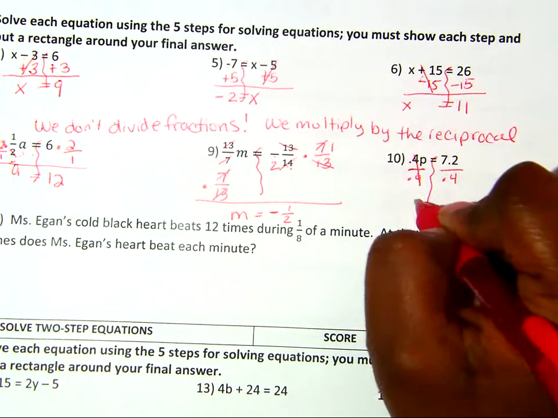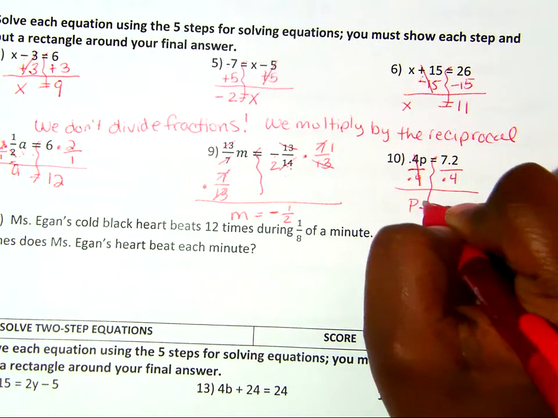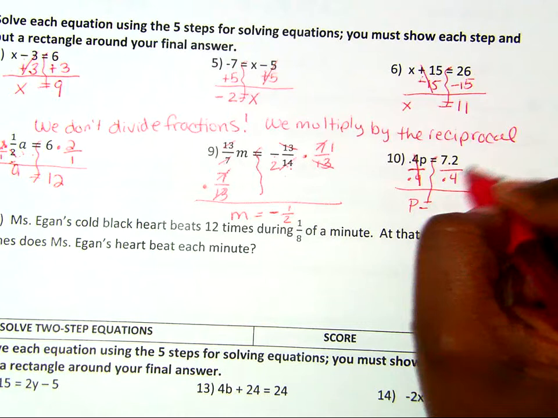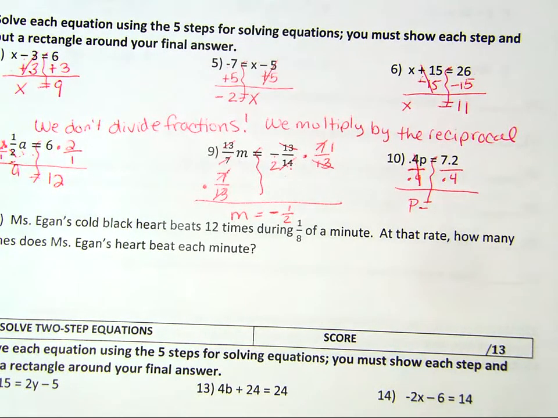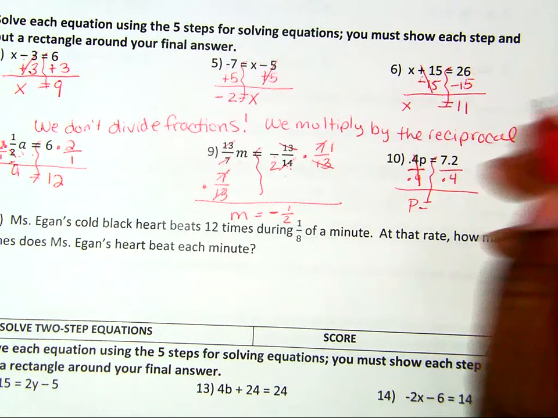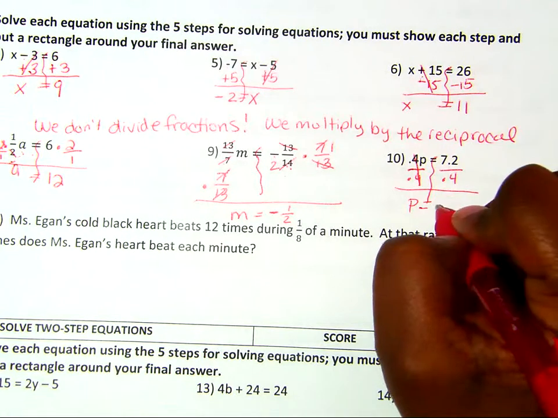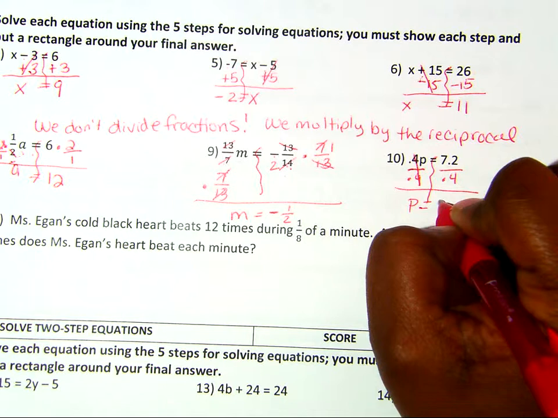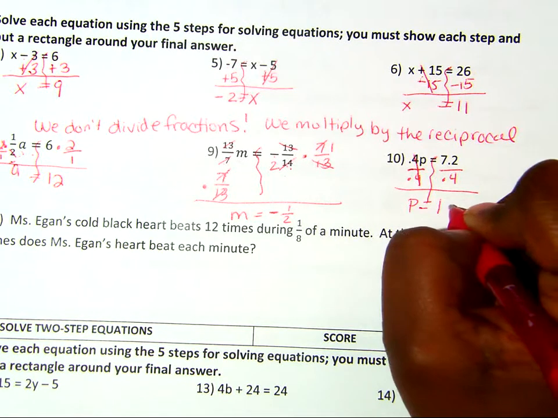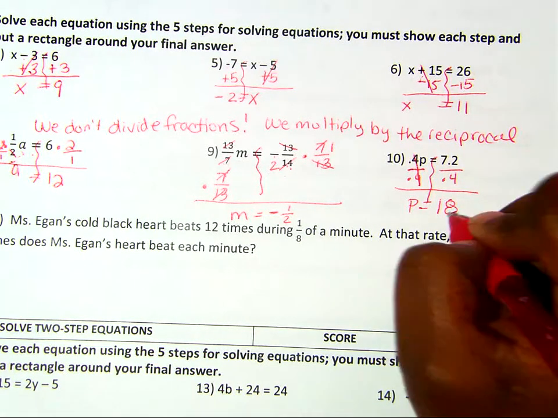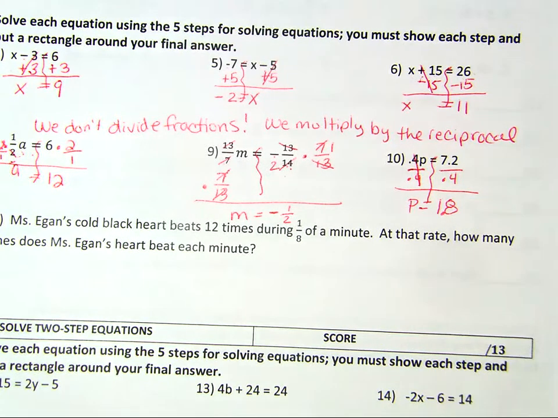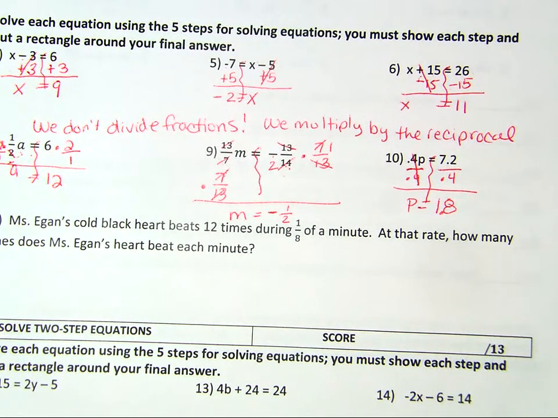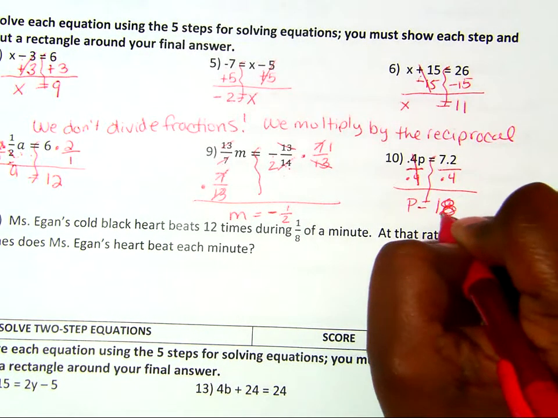These cancel. I am left with P equals 7.2 divided by 0.4, or you can look at it as 72 divided by 4. And my answer is 18. Oh, I'm sorry, not 1.8, just 18.